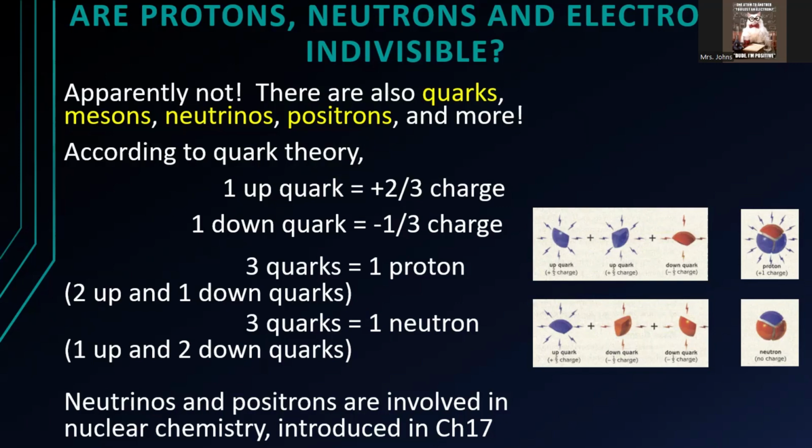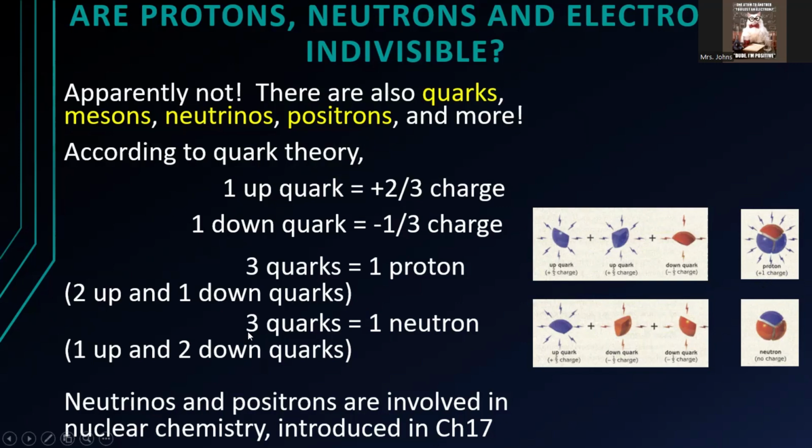And according to quark theory, there are up quarks and down quarks. An up quark has a positive 2/3 charge, and a down quark has a negative 1/3 charge. So it takes 3 quarks to make a proton, and there's 2 ups and 1 down. Each of the up quarks has a positive 2/3. So we've got 2 of them, so that's positive 4/3. And then we have 1 down quark, which is a negative 1/3. So positive 4/3 minus 1/3 makes a positive 3/3. So we have a net positive 1 charge.